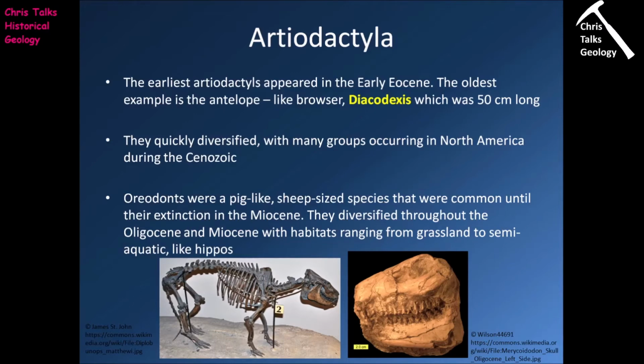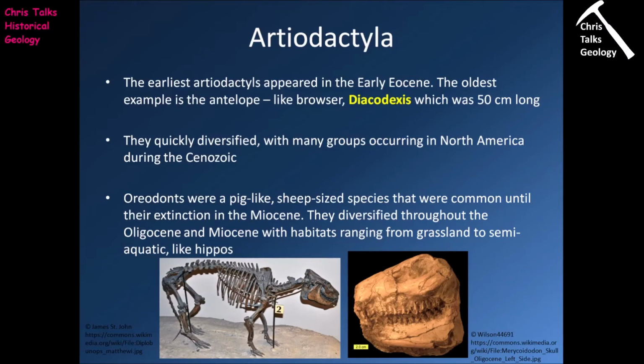This particular group diversified throughout the Oligocene and the Miocene, and eventually they began to occupy habitats ranging from grassland all the way through to semi-aquatic environments, a bit like hippos. Now, when you look at the skeleton, you can see they have these very powerful looking skulls with a very short nose, so they would have had quite pig-like features, and this initially led to them being classified as part of the same family as pigs. However, recent studies have actually shown that they're probably more closely related to camels.